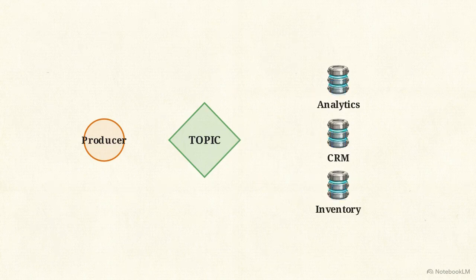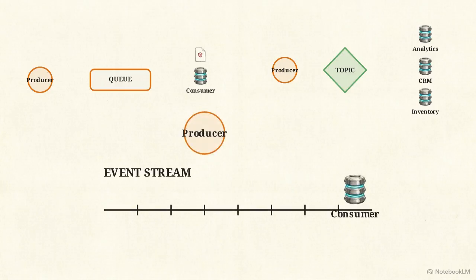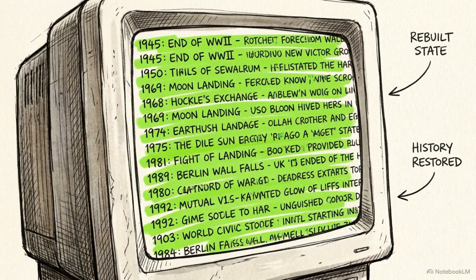The second pattern is pub-sub. Here, a single event enters the broker and is fanned out to multiple independent consumers simultaneously. A single payment completed fact can reach analytics, CRM, and inventory systems all at once. The third pattern is the stream. Unlike queues, which delete messages after processing, a stream acts as a durable, ordered log stored for a configured retention period. Because the events persist, a new consumer can be added to the network months later and simply replay the historical log to build up its own internal state from scratch.